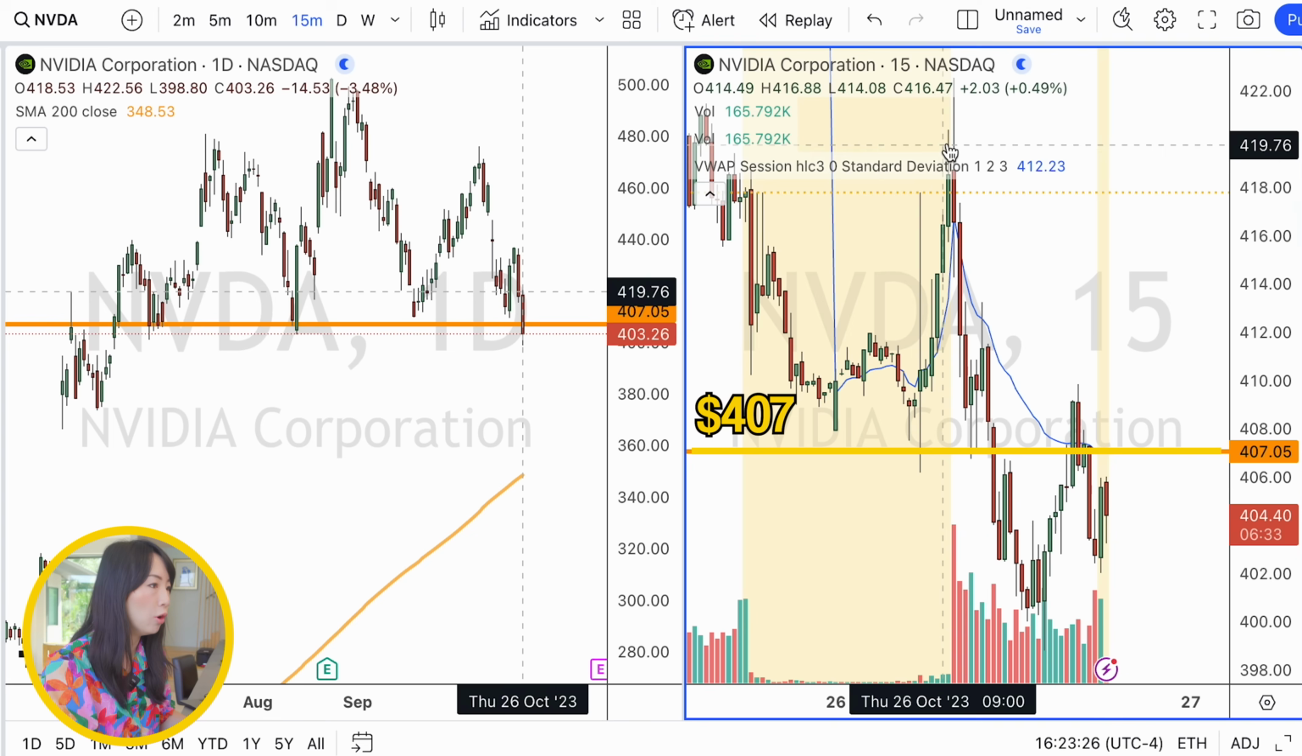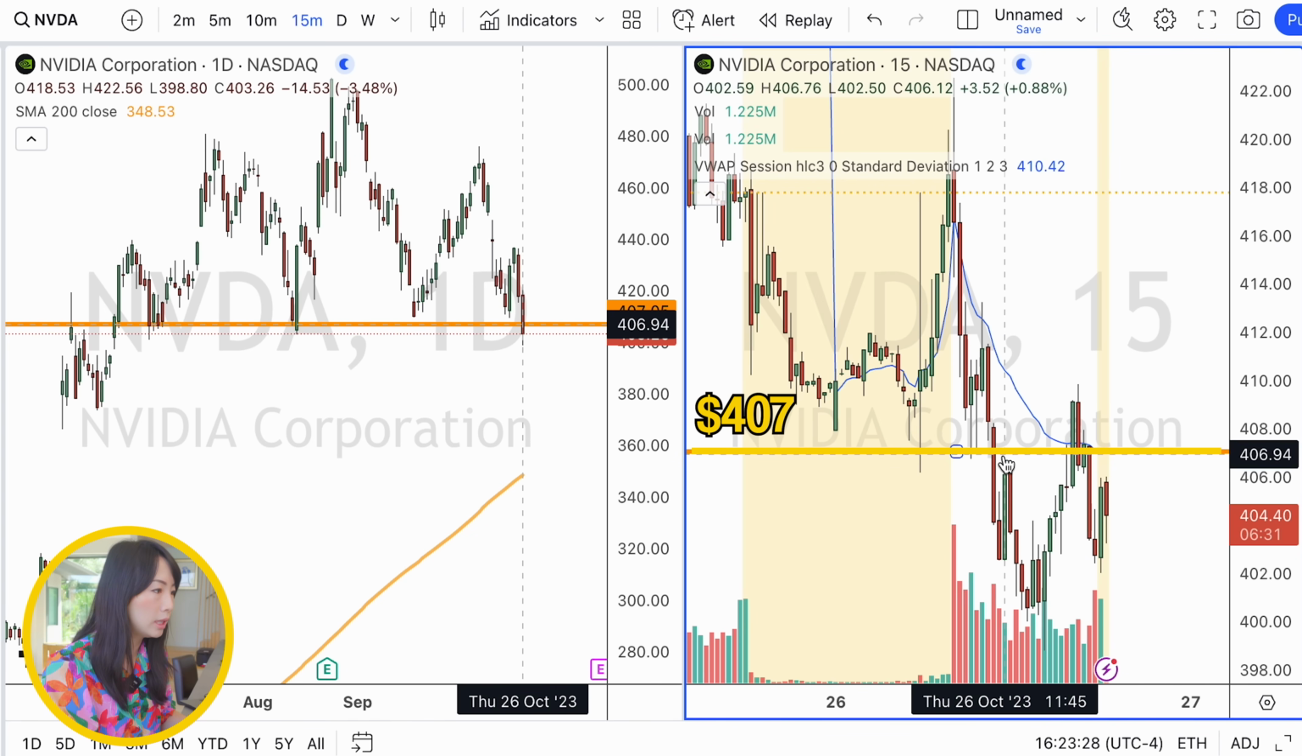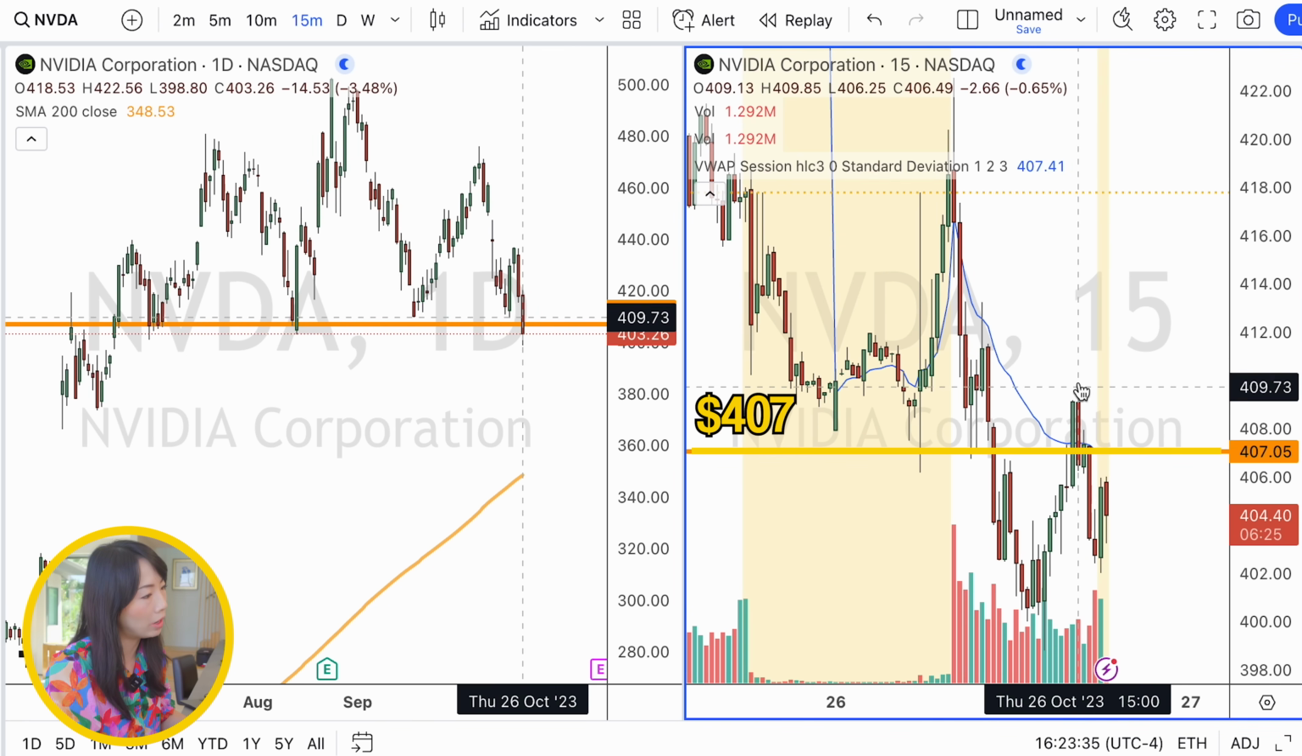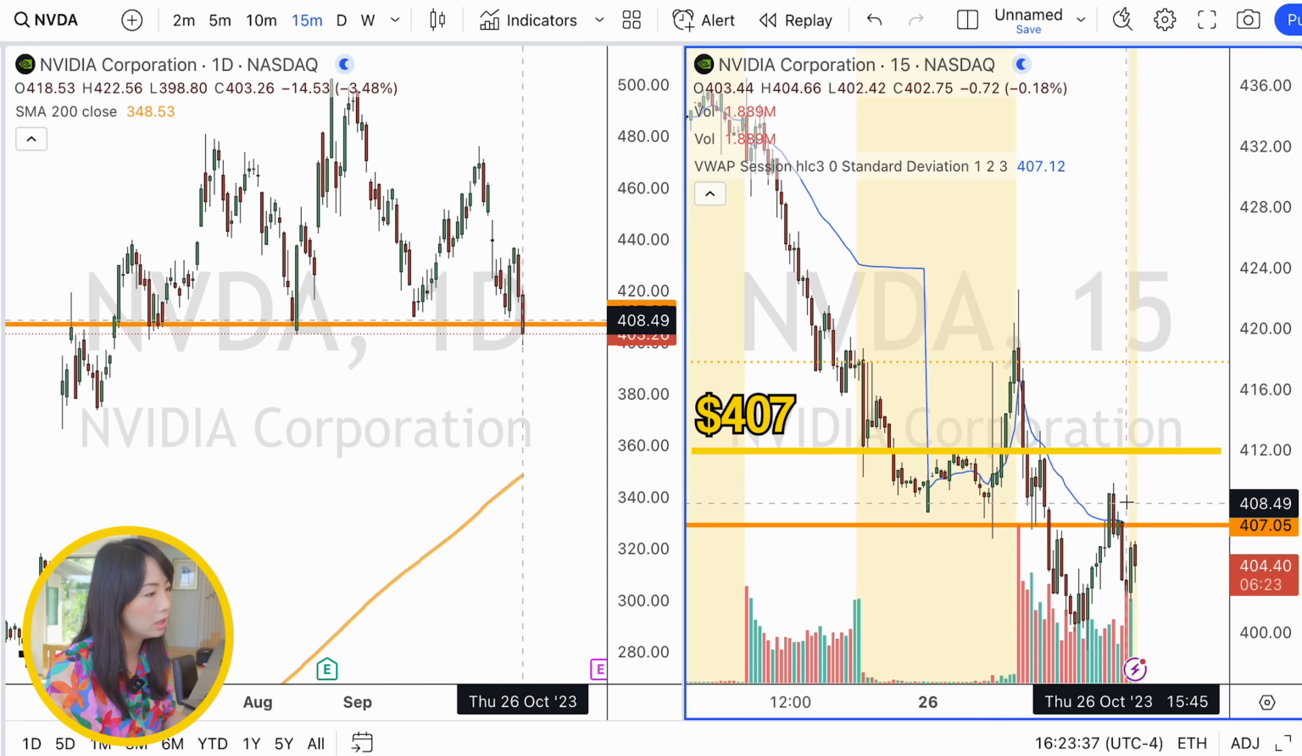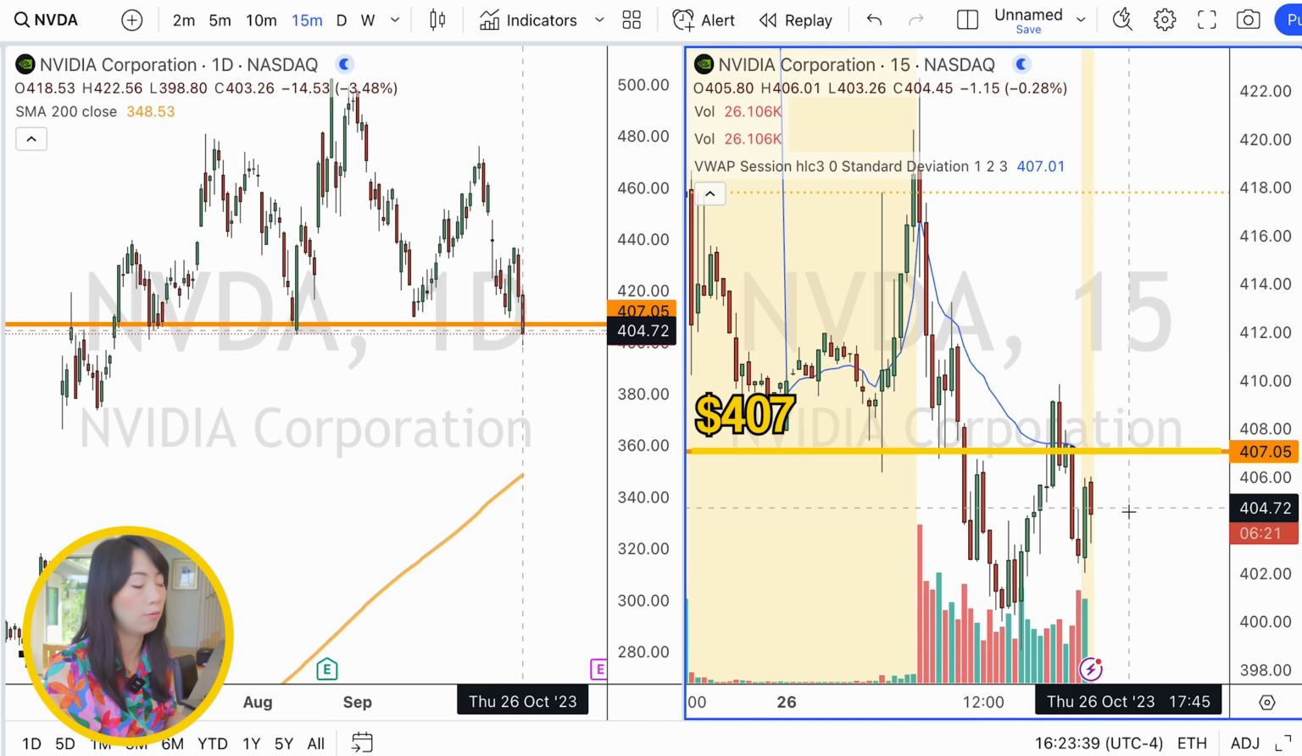You can see today we broke down that 407s area around 11 o'clock market time. We retested that during the 3 p.m. power hour, but we ultimately rejected. We ended up settling around 404s.